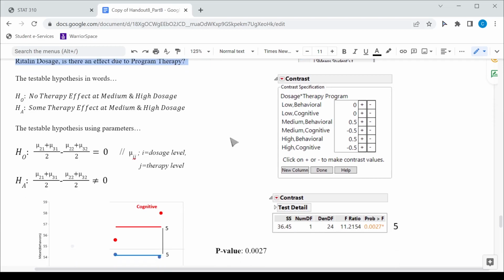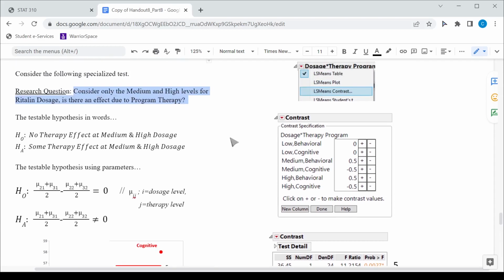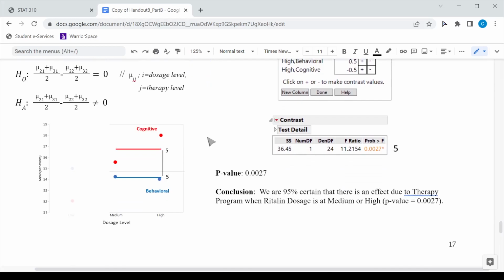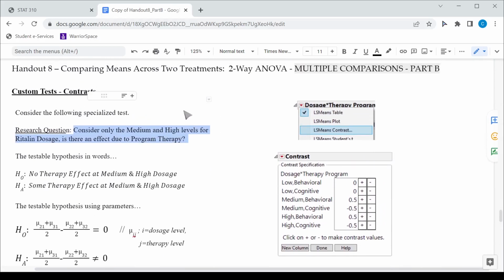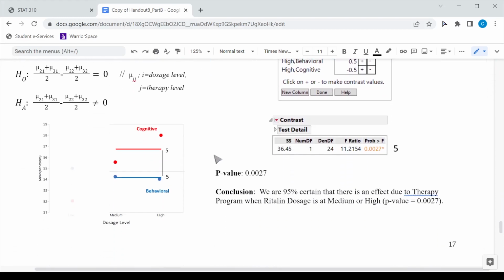That's the question here. So that would be a contrast. What's happening here is I'm putting the medium and the high into one bucket by themselves. So I'm going to take the 5 people that I had in this group and the 5 people that I had in this group, and I'm going to create a bucket of 10 people.